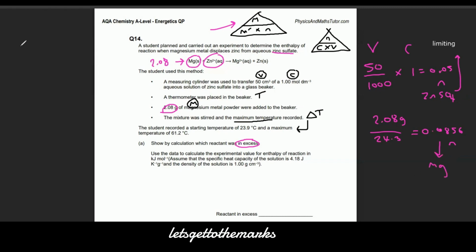So we're going to have some leftover magnesium metal hanging around in excess, and I'd say it's by 0.0356 moles in excess. You could work out the mass that's left over if you really wanted, by timesing that by 24.3.